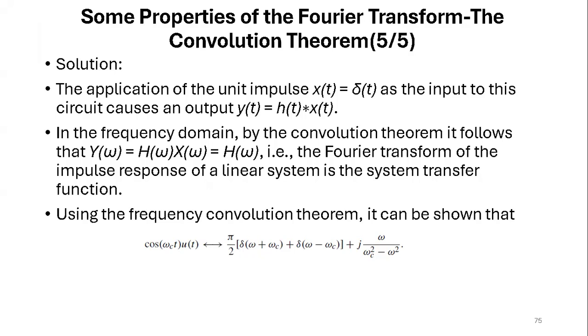Using the frequency convolution, it can be shown that cos(omega_c t) has the transform pi times the impulses at omega plus omega_c and omega minus omega_c.